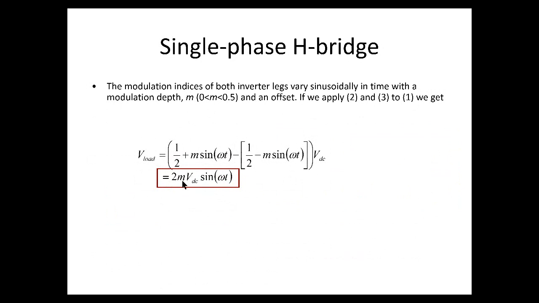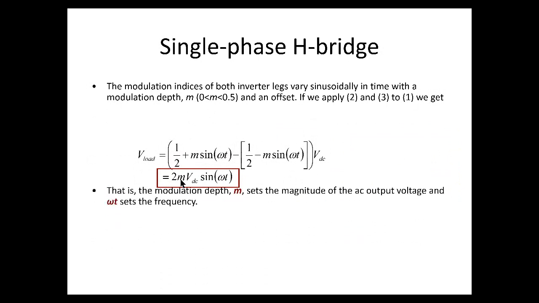Remember, we can control this, the modulation index. This is the amplitude. By manipulating M, the modulation index, we will be able to manipulate the output voltage, that's the magnitude of your output voltage. And we can also manipulate the frequency by adjusting omega t.